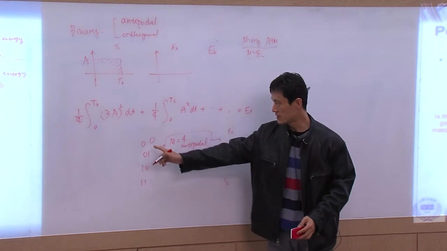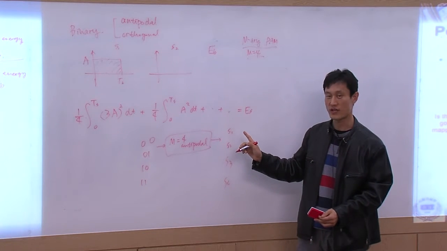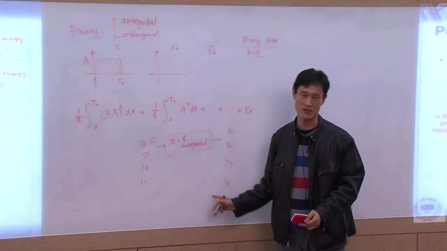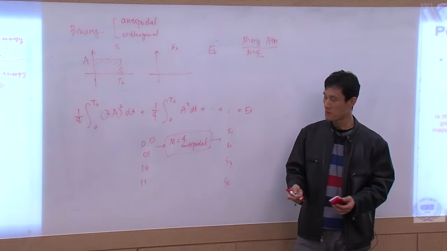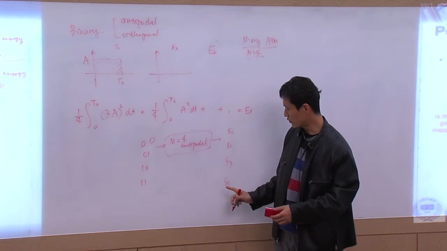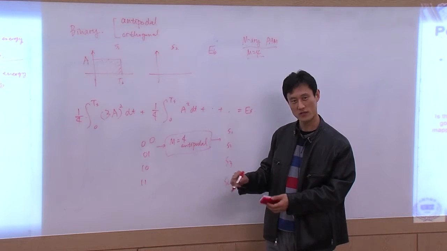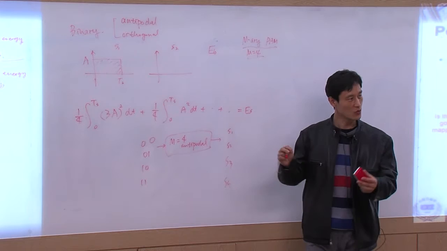For example, 00 corresponds to S1, 01 to S2, 10 to S3, 11 to S4. That's one example. Maybe you can do another way. 00, I want to do S4. That's okay. 01, S2. That's okay. So you can do one-to-one mapping.